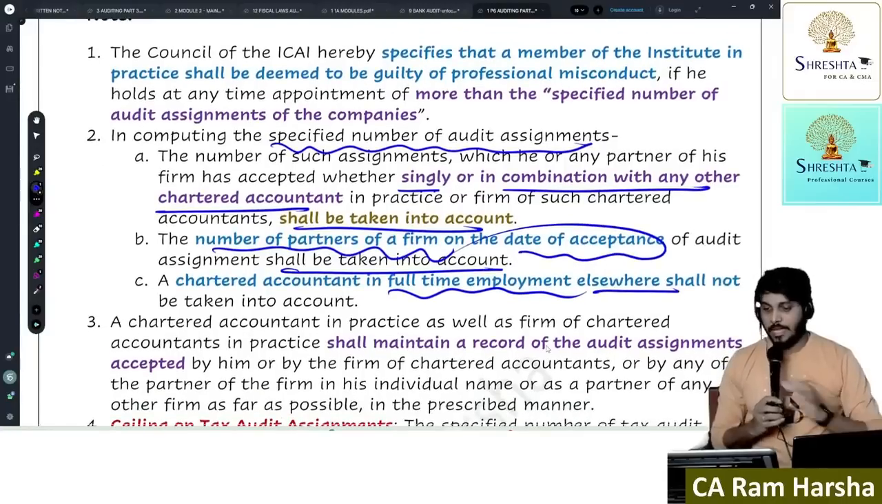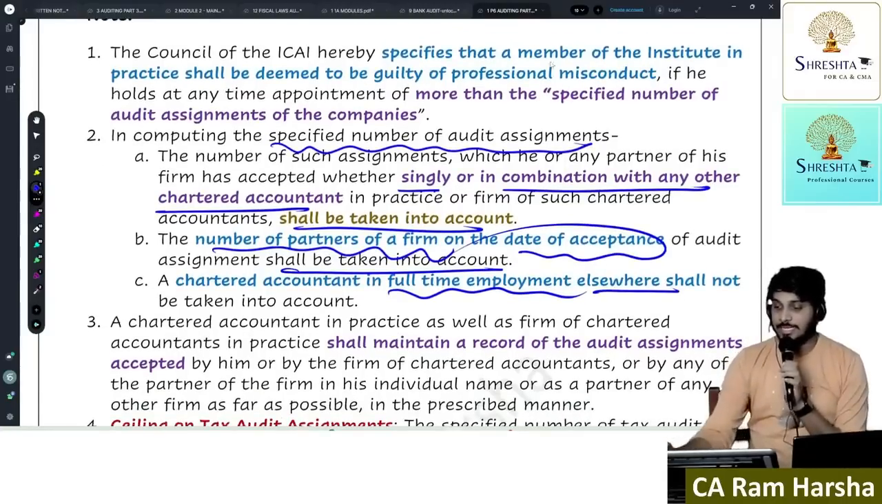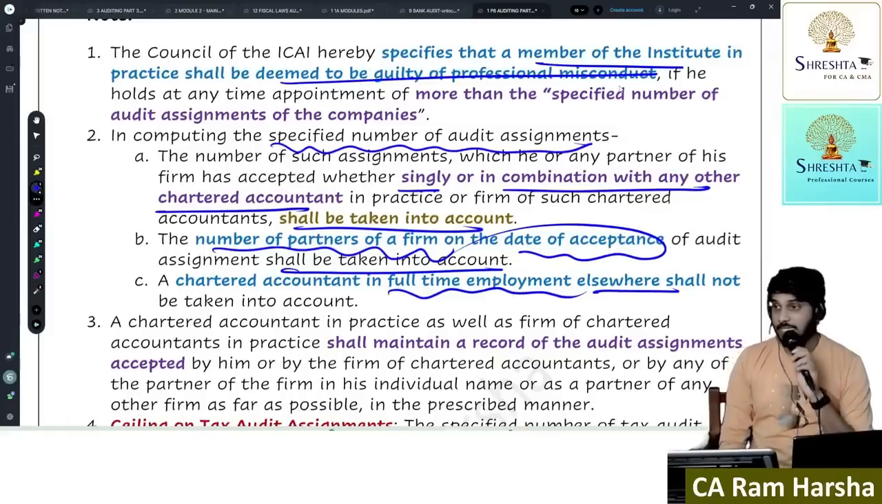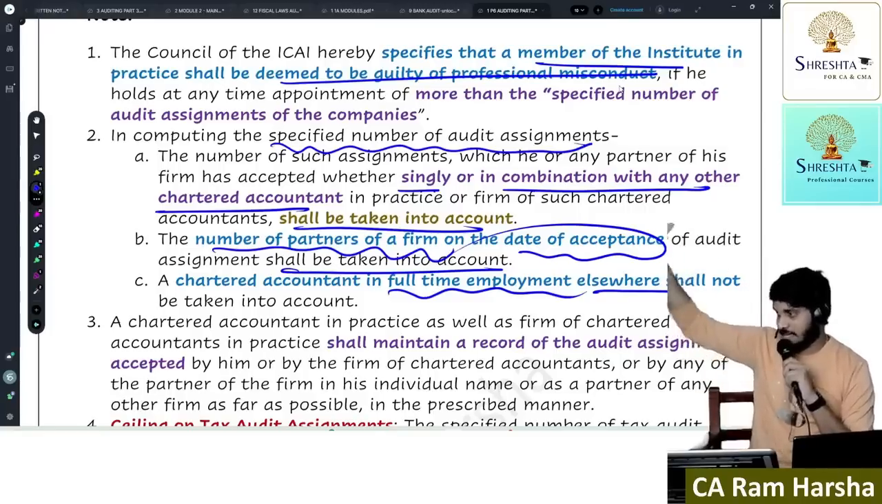Yes or no? If a member in practice exceeds the limit, he is treated as guilty of professional misconduct. We have it in ethics, Schedule 1, Part 1, Clause 9. There is a guideline. If you are accepting a company audit without satisfying the provisions of the Companies Act, it is treated as guilty of professional misconduct. You will understand that in CA Final.